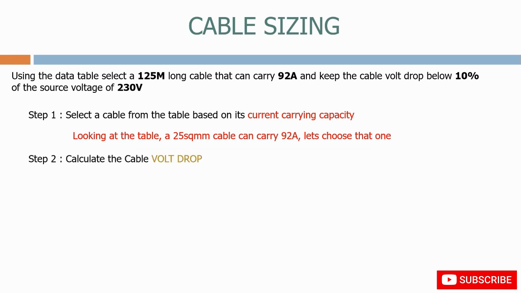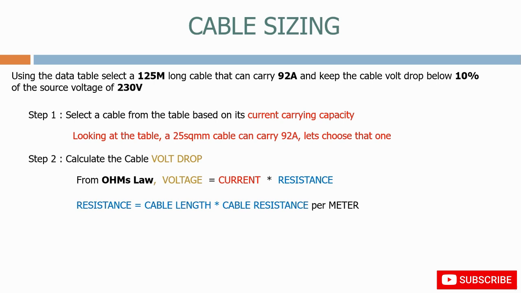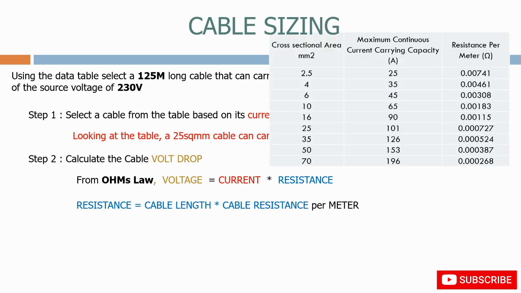Step 2 is to calculate the cable volt drop. From Ohm's law, voltage equals current times resistance. Resistance equals cable length times the cable resistance per meter. Here's the cable data table from before. We can see from the table that for our 25 square millimeter cable, the resistance per meter is 0.000727 ohms. Let's put that into the equation.